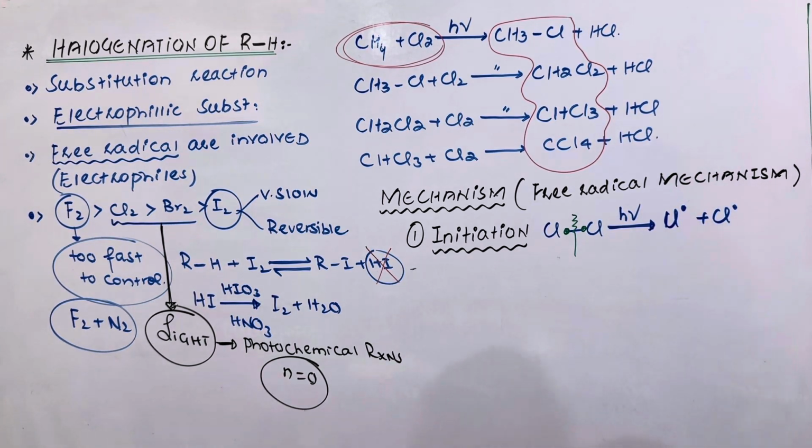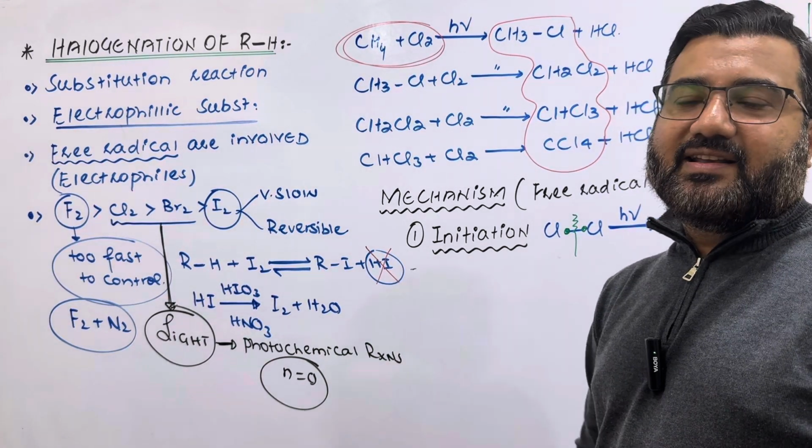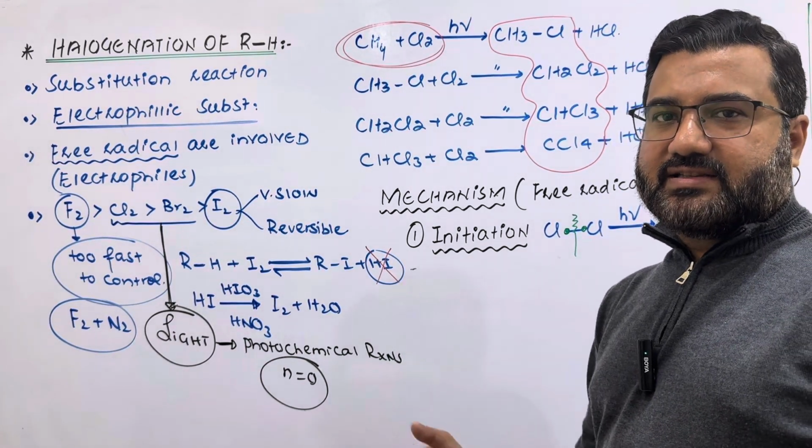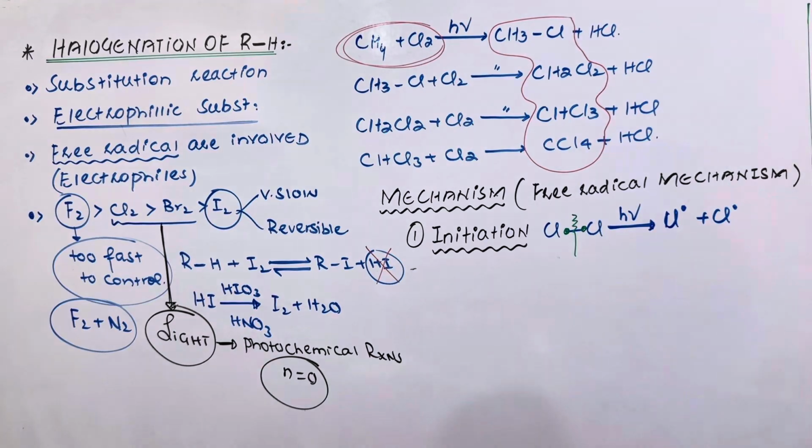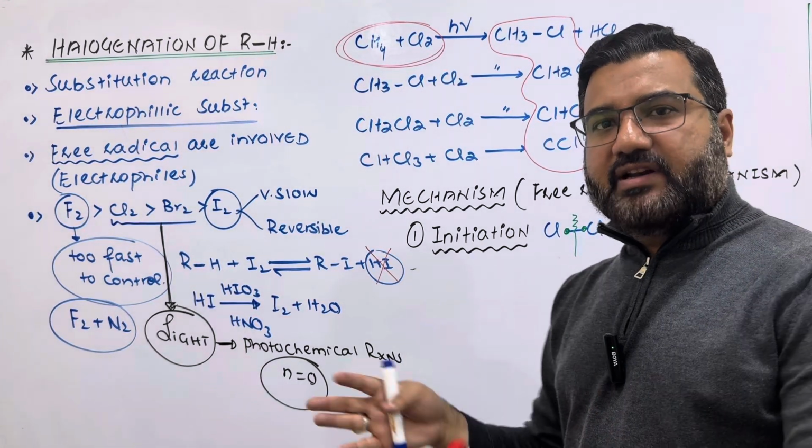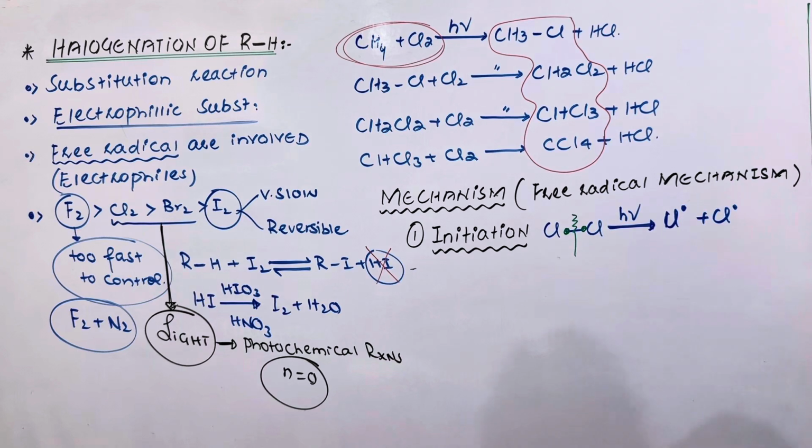Free radicals have one unshared electron. Again, I have given a lecture on the free radicals. The link will be given in the description. You can watch that if you have no concept of free radicals. If you have a good concept of free radicals, then let's proceed on. So chlorine free radicals are produced.